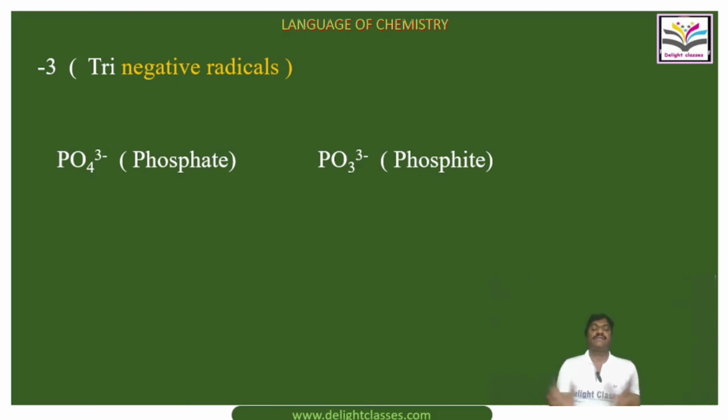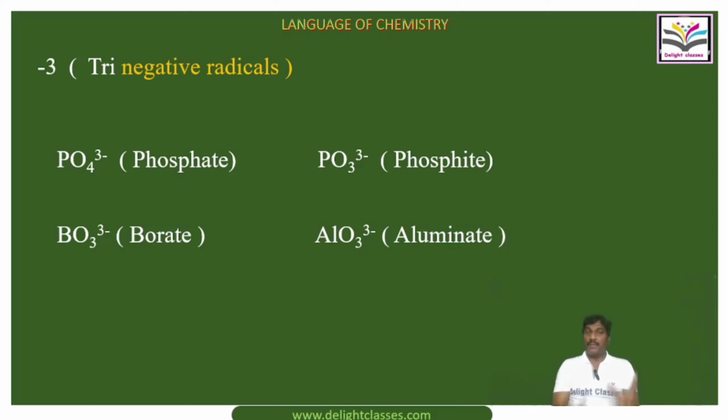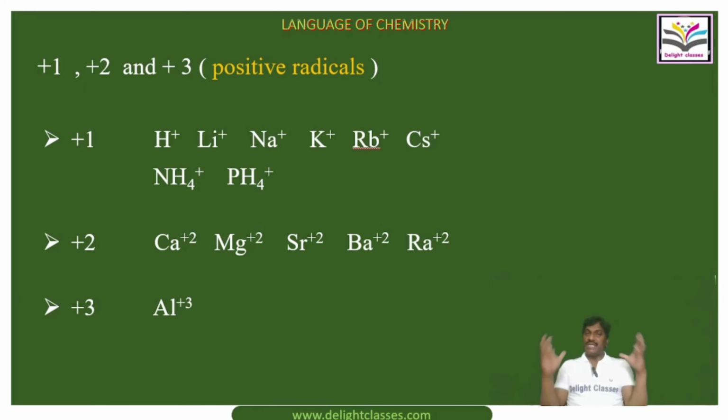Now here we are going to see tri-negative radicals. PO4 3 minus, phosphate; PO3 3 minus, phosphite. Already I said that if the oxygen atom is less, ate becomes ite. Now borate, BO3 3 minus; aluminate, AlO3 3 minus.